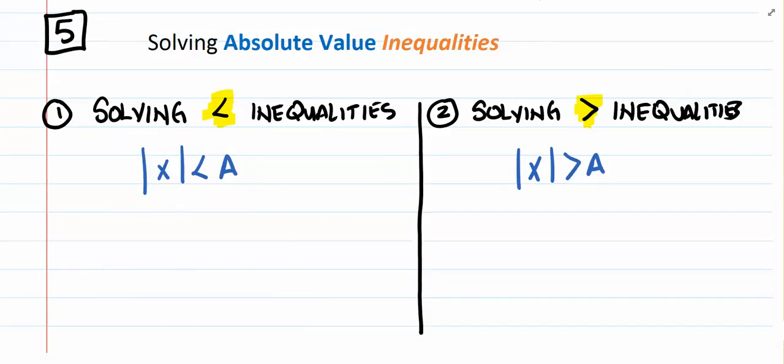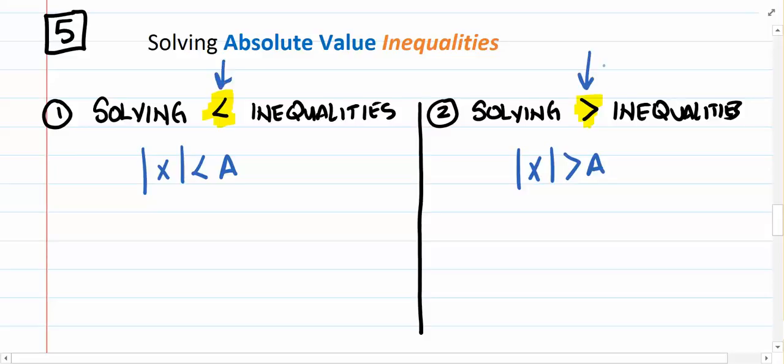Box number 5 is probably the most important box of the lesson and probably the spot where most students get confused. So we're going to solve an absolute value inequality. Remember, an inequality is different than an equation because it has an inequality sign. There are two types of inequalities that we need to be able to solve concerning absolute value. The first type over here on the left is solving a less than inequality. This is the less than symbol. Number 2 would be solving a greater than inequality.